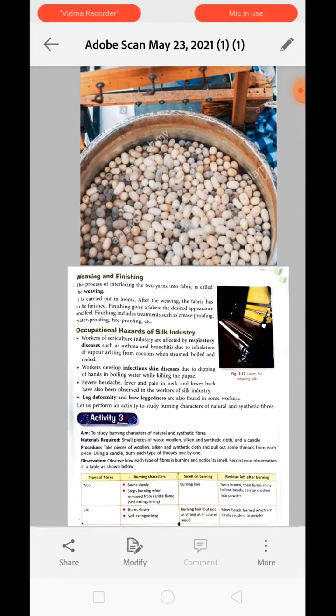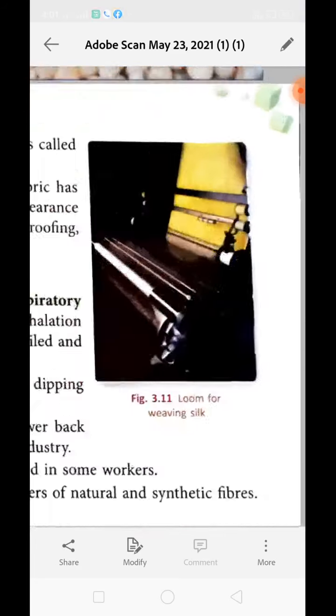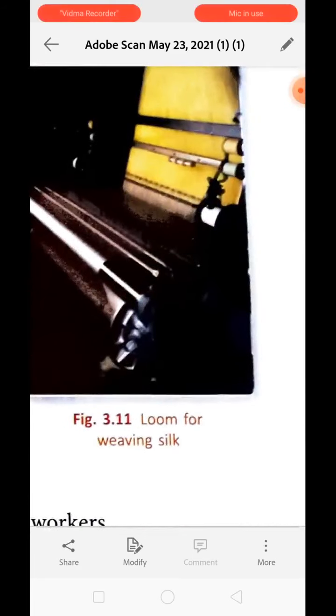The process of weaving is carried out in a loom. A loom is a machine which is over here. After weaving, the fabric has to be finished, and finishing gives the fabric the desired appearance and feel. Finishing includes treatments such as crease proofing, waterproofing, and fireproofing, etc.